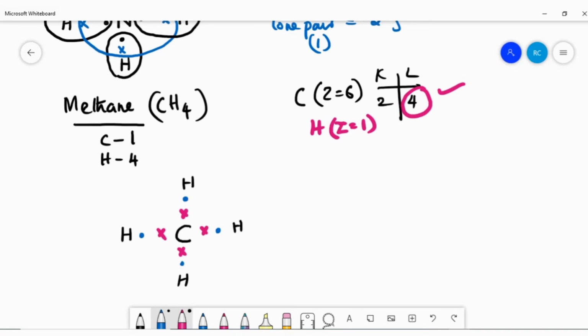After putting all the electrons in their positions, you need to draw circles which represent the octet condition. So carbon already shared its 4 electrons with the hydrogen. So there are 4 hydrogen atoms. So 4 plus 4 will give you 8 electrons, which means the octet condition is satisfied. So now we are going to draw a circle around the carbon atom.